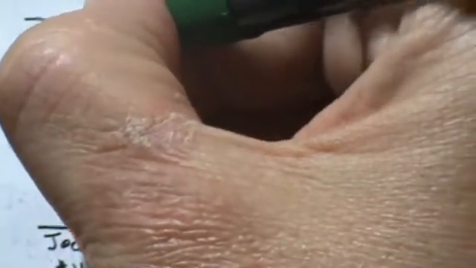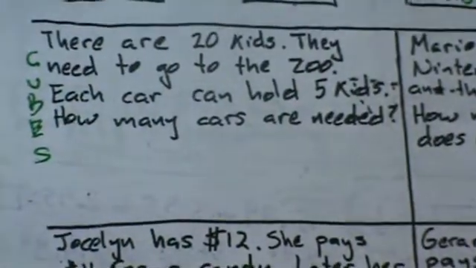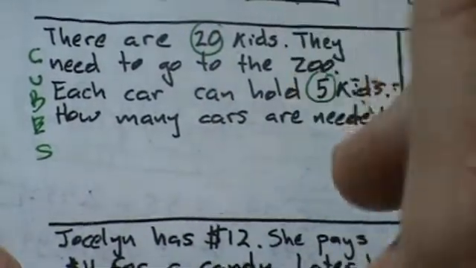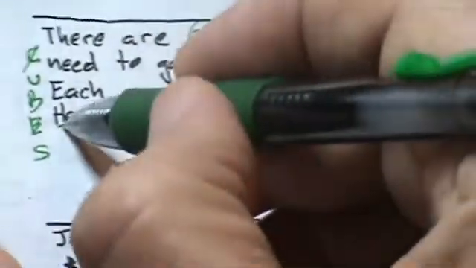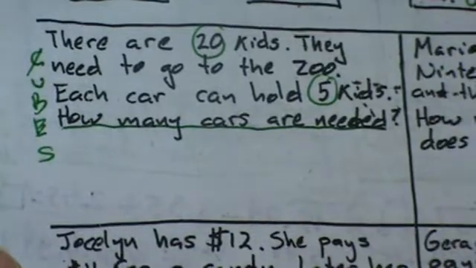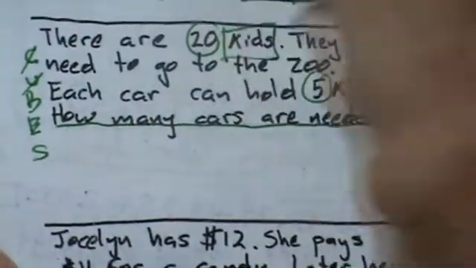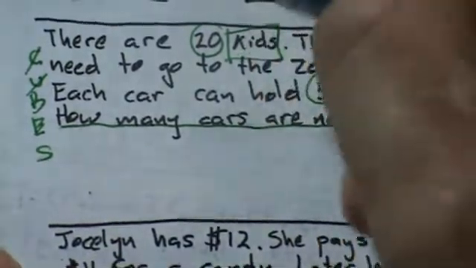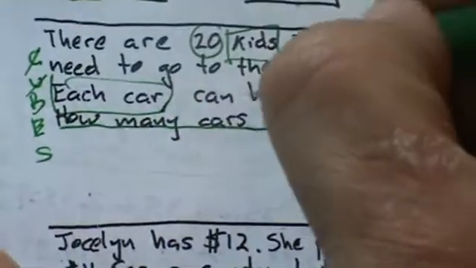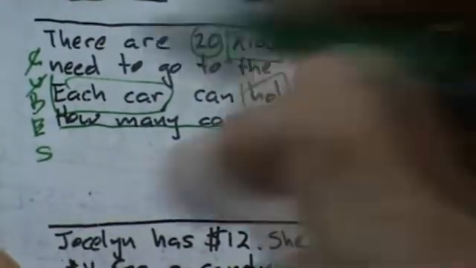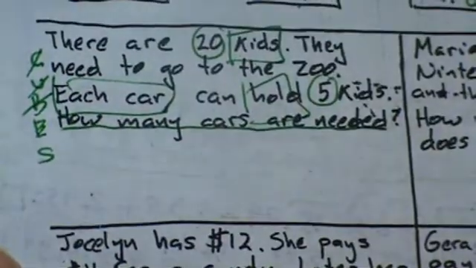So I'm going to do cubes. I start with circle the numbers. I have 20 and 5. Let's circle the numbers. Underline the question. How many cars are needed? Box the keywords. 20 kids. They need to go to the zoo. Each car can hold 5 kids. That was box the math words.